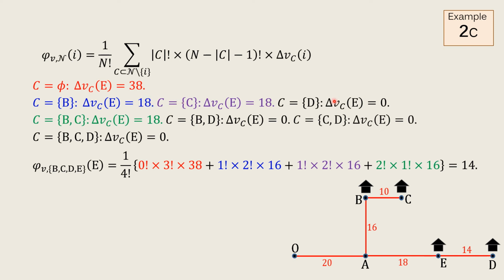Likewise, for each of these other coalitions, I have shown the marginal contributions. The non-zero marginal contributions are colored red, blue, purple, and green for clarity, and the Shapley value works out to be 14 as in the previous two cases.